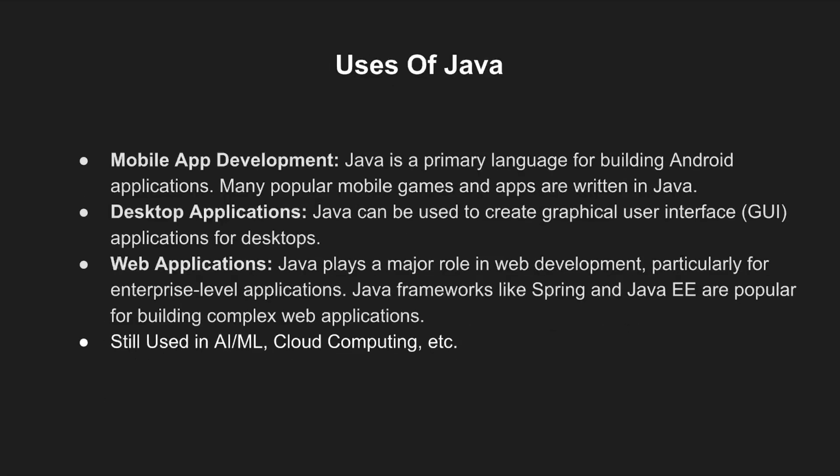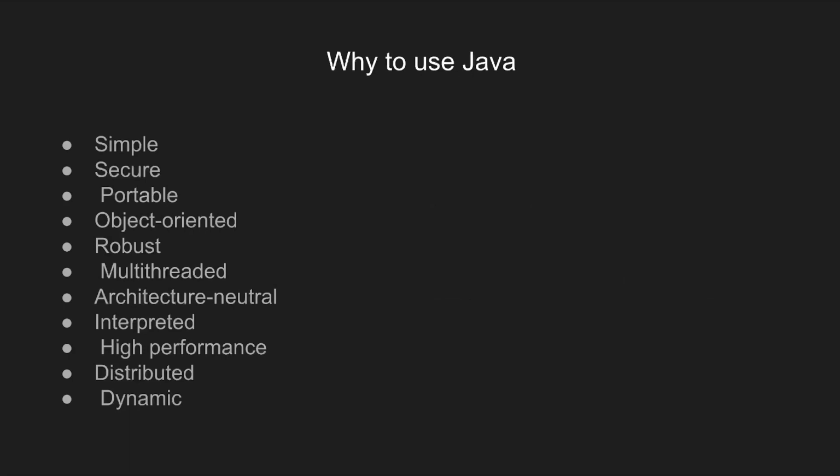So now, coming to the uses of Java. Java is used in mobile app development. There are many games and apps that use Java to run. We have seen in the olden days that there were many mobile games that we ran using Java. It is also used for creating desktop applications, and also for web applications. There are many web frameworks, such as Spring Boot, a popular framework that we are still using now. It is also used for AI/ML and cloud computing. Also, there are many other things you can use Java for. So, coming to the next slide, why use Java?